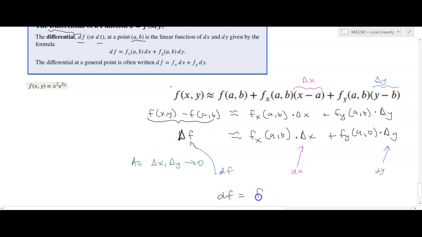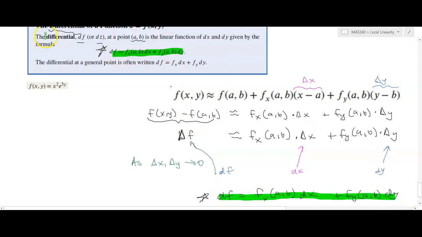in f is actually exactly equal to f sub x at the point a comma b dx plus f sub y at the point a comma b dy. And we can see that this and this are exactly identical. So this is just called the differential, and what it actually does tell us is the actual instantaneous change in f by observing the change in x and the change in y as being infinitesimally small.